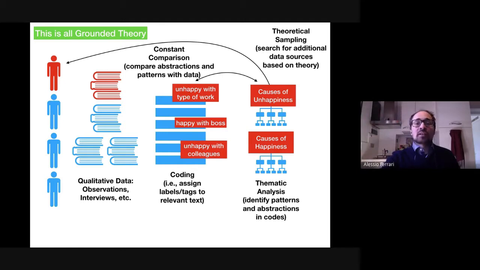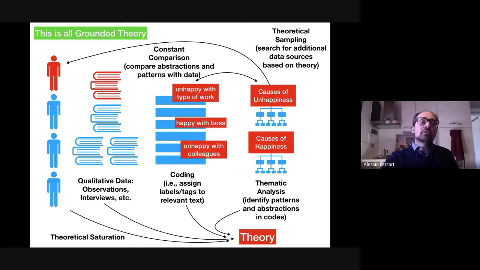So you understand, for example, that there are many more reasons for unhappiness and few reasons for happiness. So you want to understand whether this imbalance is due to reality or is due simply to the way that the interviews were framed, or the way you observed the people, or the attitude of the people. So you interview additional people, for example, focusing just on aspects related to unhappiness. And this cycle is repeated many times until you reach what is called theoretical saturation.